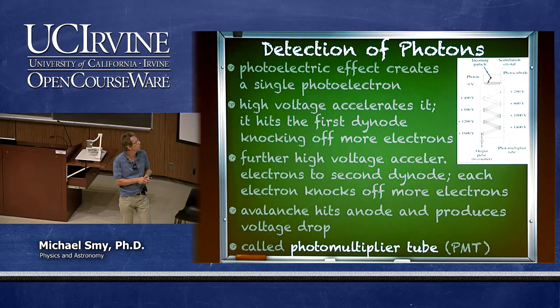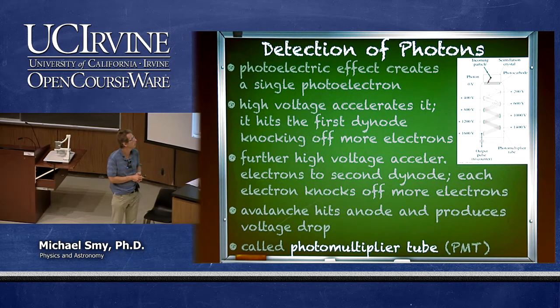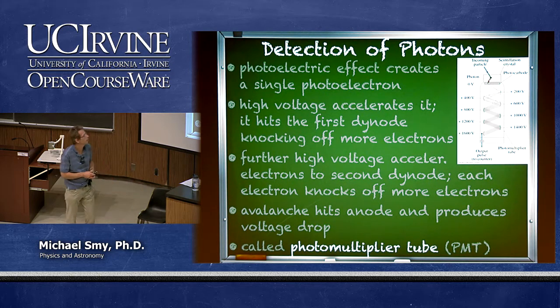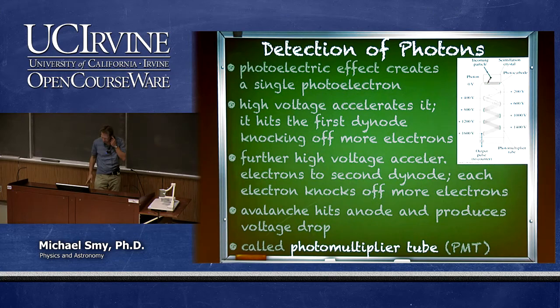And so we get more that reach the second dynode, which is at an even higher voltage. And then each one of those secondary electrons makes a tertiary one. And so you get even more, and you go from dynode to dynode each time multiplying the number of electrons. And when you're finally going to the anode, you have a large avalanche of electrons which register as a voltage drop. And that's called a photomultiplier tube, and they're sensitive to individual photons. And both Geiger counters and photomultiplier tubes are still in use today.